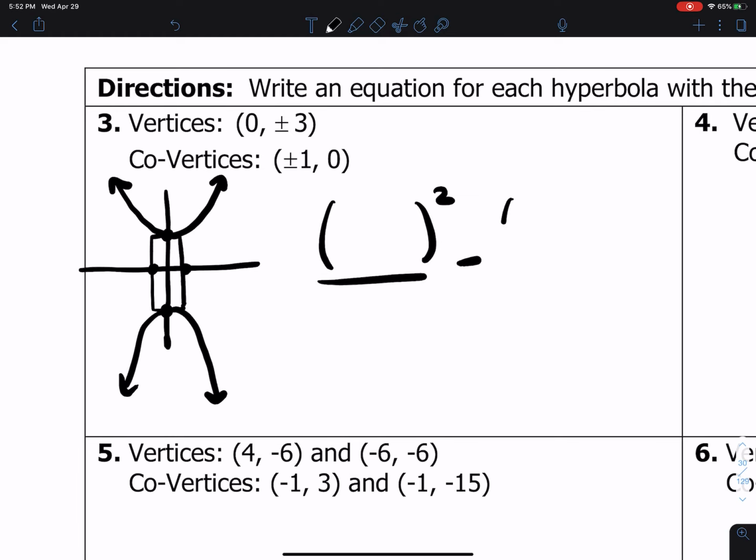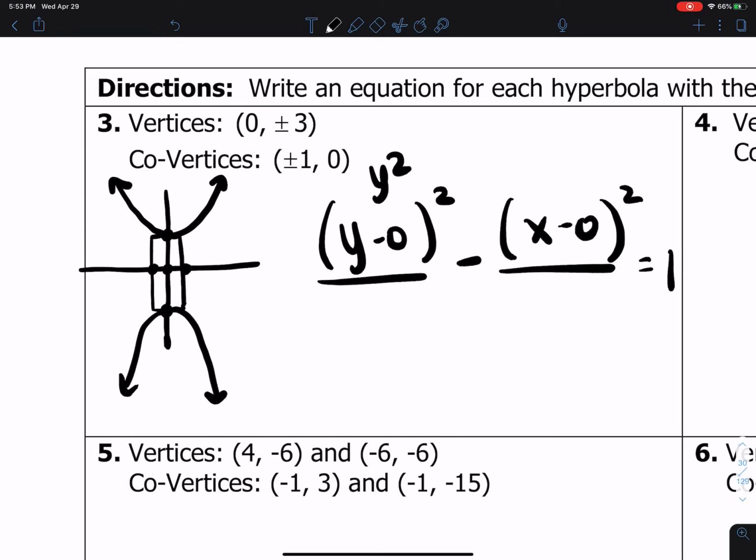So our equation is going to look like this. And since it's a vertical hyperbola, it's going to have y first. And since the vertices are +3 and -3, in between there is 0, and then the co-vertices are -1 and 1, so in between there is 0. So it's just y minus 0 and x minus 0. Or you could write y squared and x squared on the top.